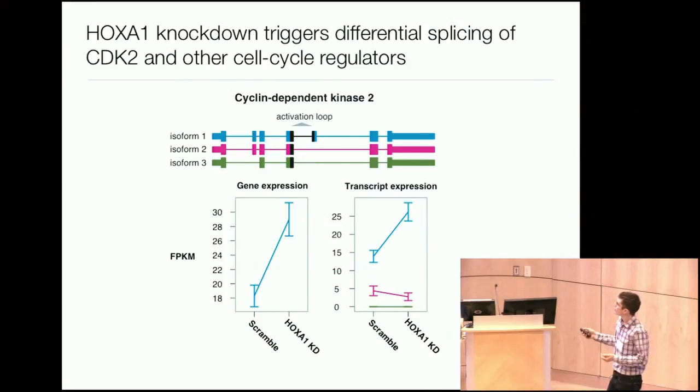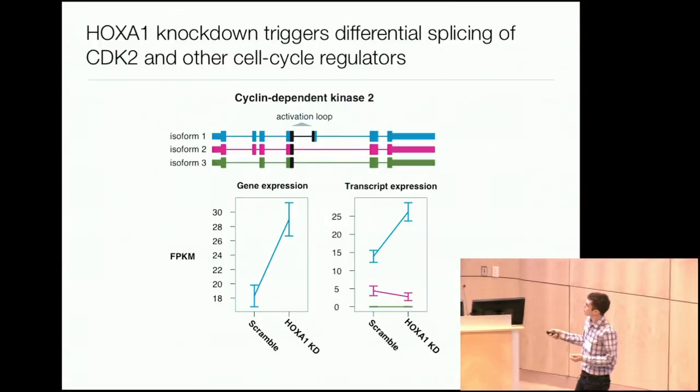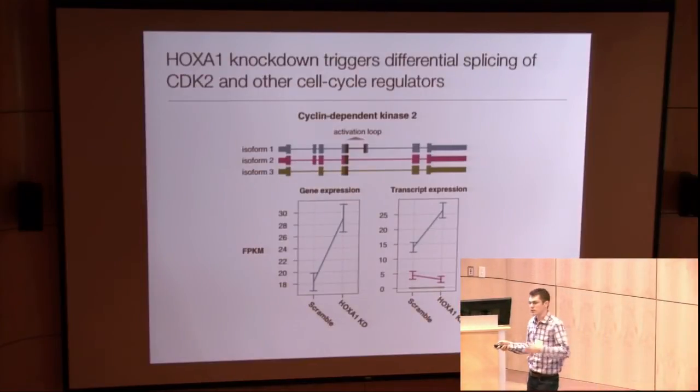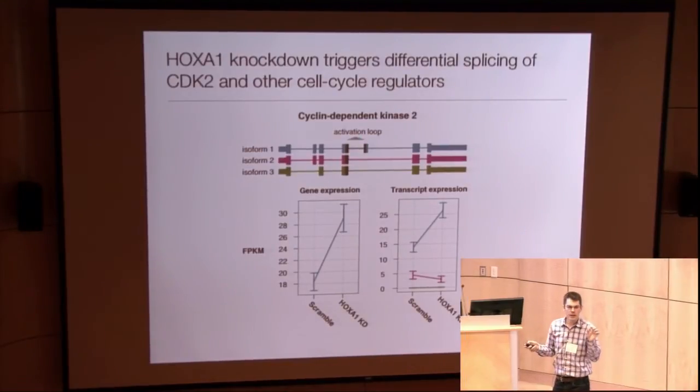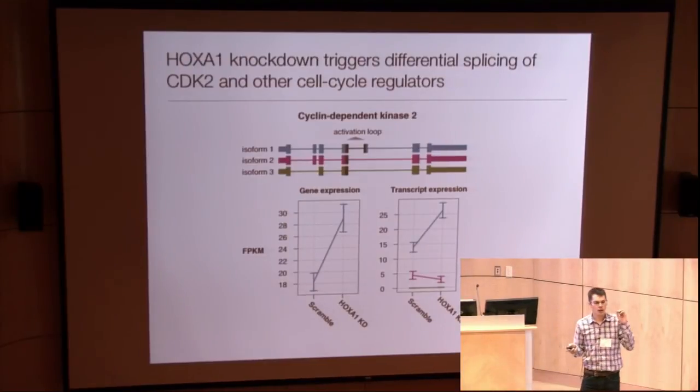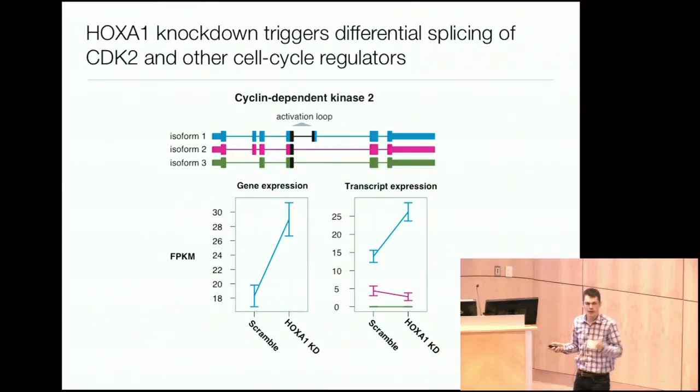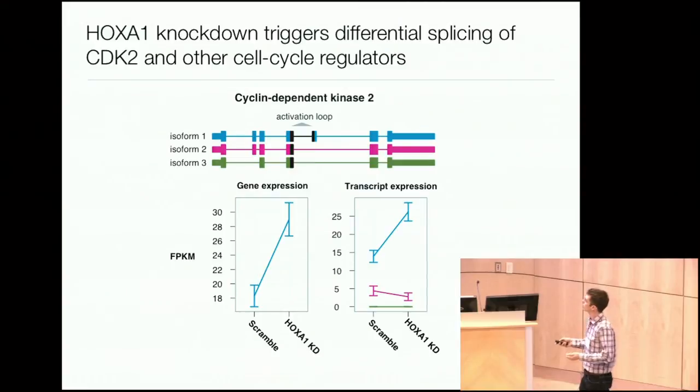This is CDK2. We noticed, of course, that CDK2 is upregulated in response to HOXA1 knockdown, which is consistent with a G1 block. Just about all of that increase is attributable to this blue isoform here, which differs from the other two in a very interesting way. It includes this cassette exon, which itself contains the lion's share of a critical protein-level feature called the activation loop, which is required for CDK function. So you can see that these isoforms are being independently regulated, and they're being regulated in a way that would have pretty obvious functional impact in terms of the proteins that were coming out.